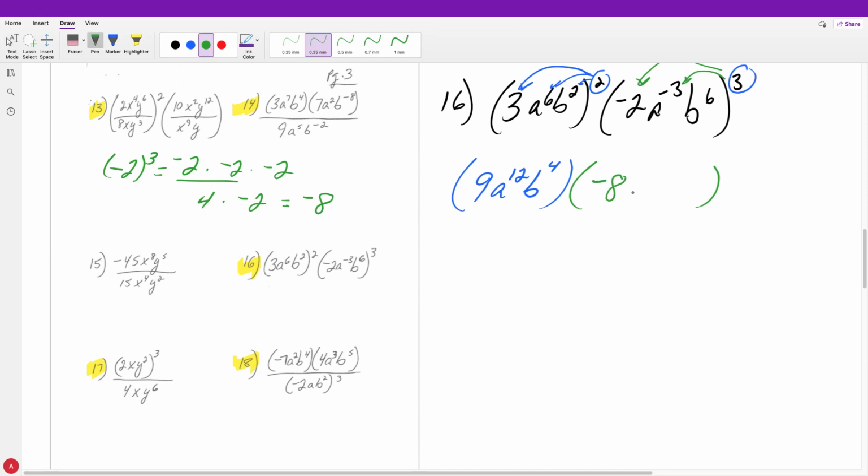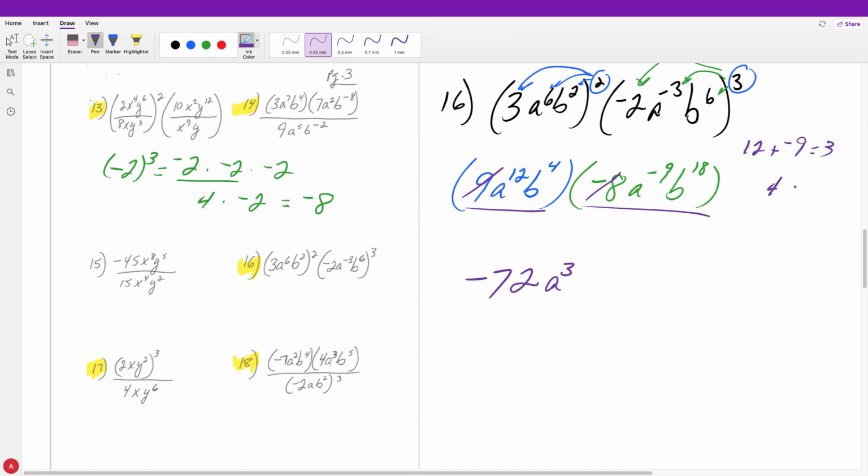Well, 3 times -3 will give me a to the -9. And 6 times 3 gives me b to the 18. So now we're going to go ahead and multiply these two parts together. Well, 9 times -8 is -72. When we're multiplying our a's, we're going to add. Well, 12 plus -9 is equal to 3, so I have a cubed. And 4 plus 18 is equal to 22, so I have b to the 22nd power. And that is our final answer.